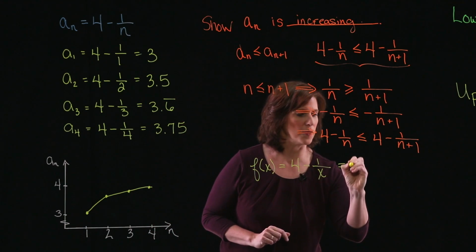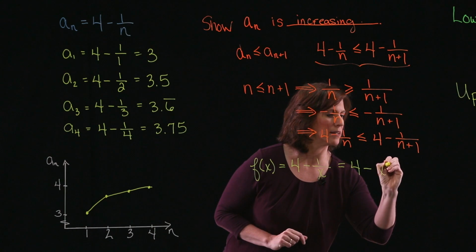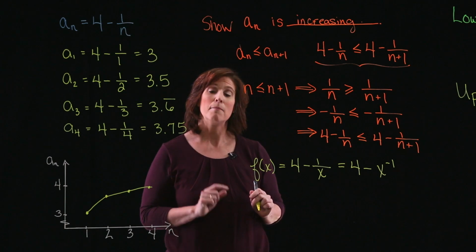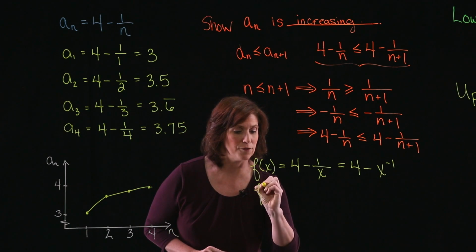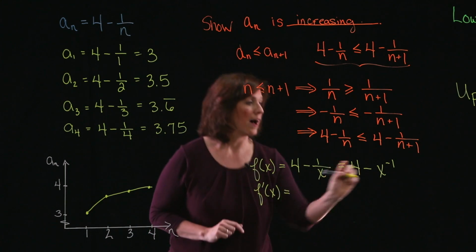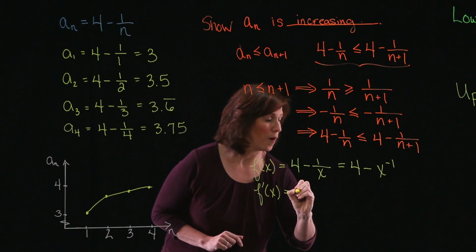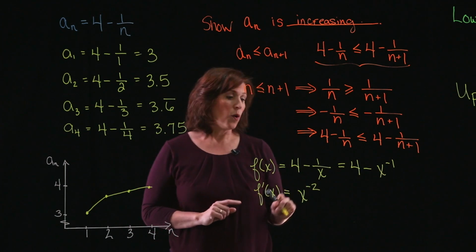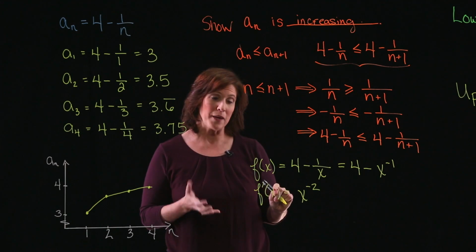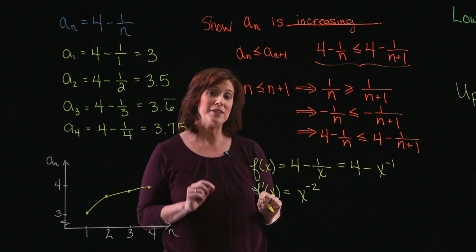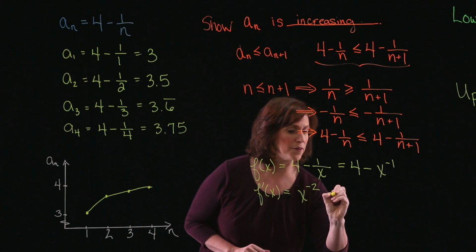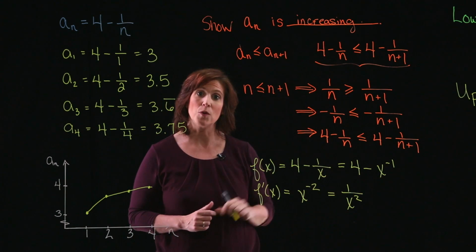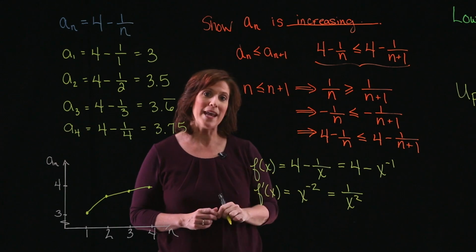Well, 4 minus 1 over x we can write as 4 minus x to the minus 1 power. And I know that I can determine whether a function is increasing or decreasing by looking at its derivative. So the derivative of this will be a positive 1 times x to the minus 2 power. We know that a function will switch from increasing to decreasing possibly when the derivative is 0 and when it's undefined. Well, this derivative you can write as 1 over x squared, and I notice that it will never equal 0 because of the 1 in the numerator. But it might be undefined when x is 0.